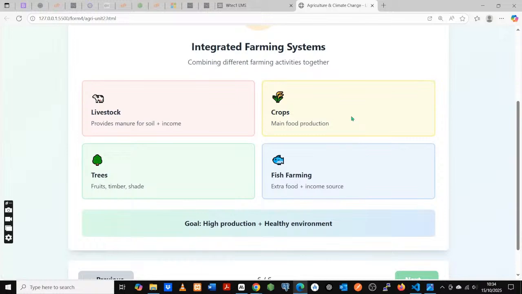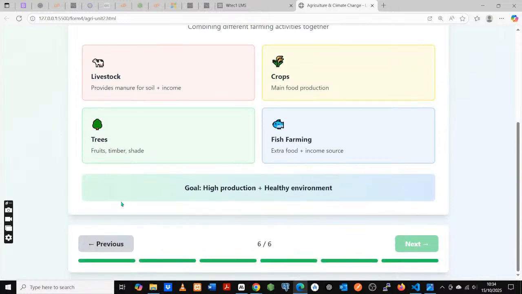Crops, this is the main source of food for people and also for livestock. Trees will provide fruits like mangoes. They will provide shade and timber for construction of houses. Fish farming, that's extra food and income. So the goal there is high production and a healthy environment.